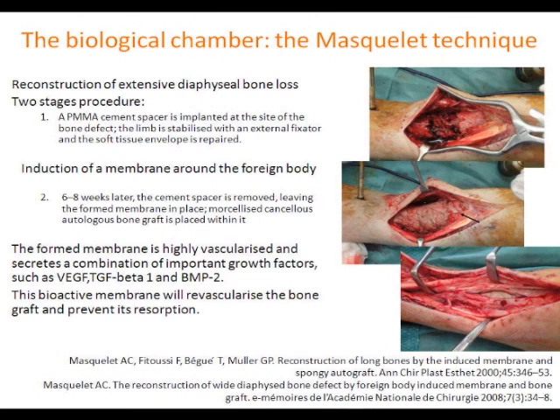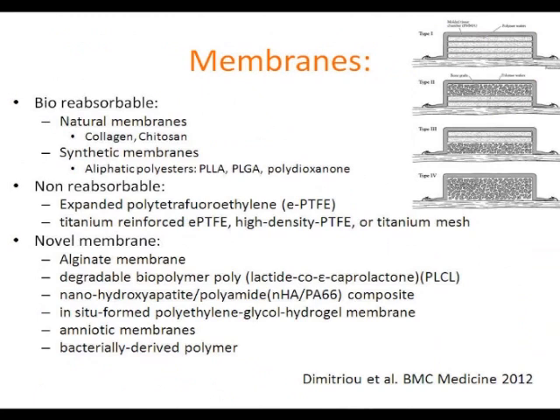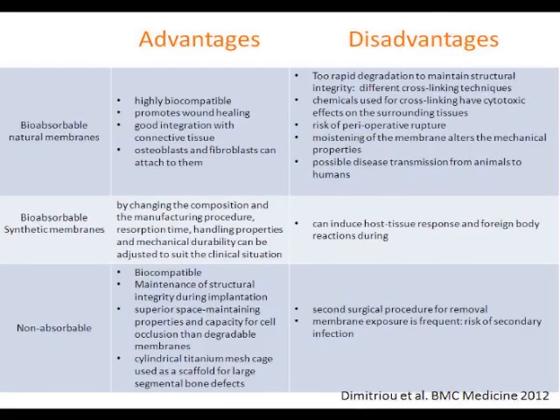And with this technique, we have very good results. Not always can this technique be used. So we do need membranes, and they can be bioresorbable, non-resorbable, or this kind of novel membrane, the alginate membrane, biopolymer, nanohydroxyapatite, polyamide, whatsoever. And all these kinds of materials do have advantages and disadvantages.